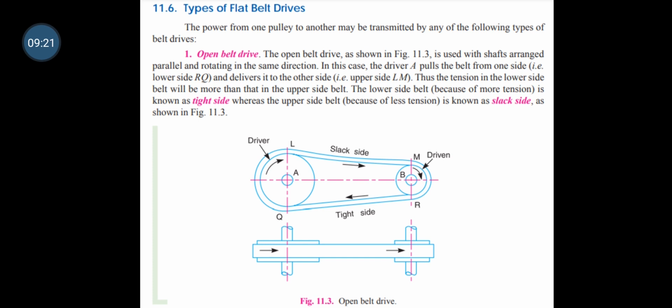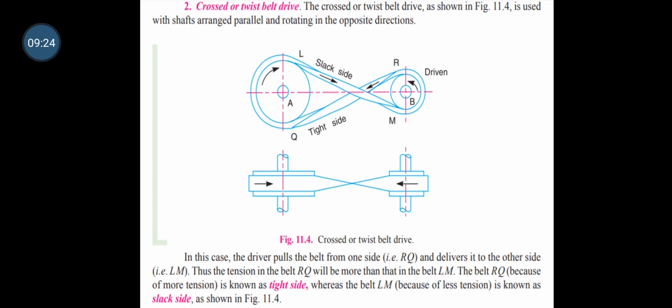Next one is the cross belt drive. See the diagram. Driver A and driven B. The cross or twisted belt drive is used with shafts arranged parallel and rotating in the opposite direction. In open belt drive, shafts are arranged in parallel and rotating in the same direction, but in cross belt drive, the driven shaft rotates in the opposite direction.